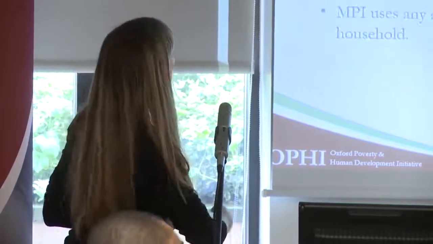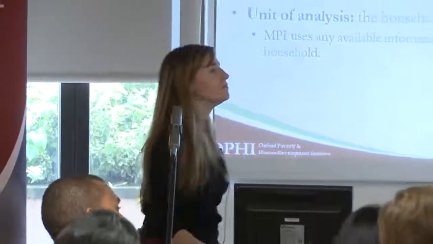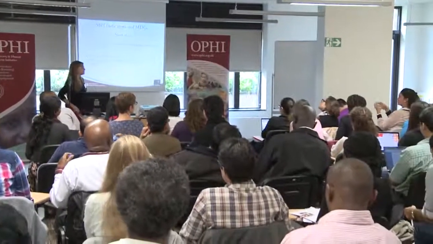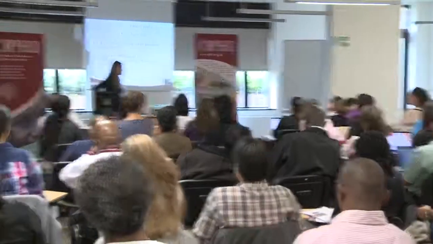But what do you do when you don't have, for example, the nutrition information of one household? How do you attribute that data?